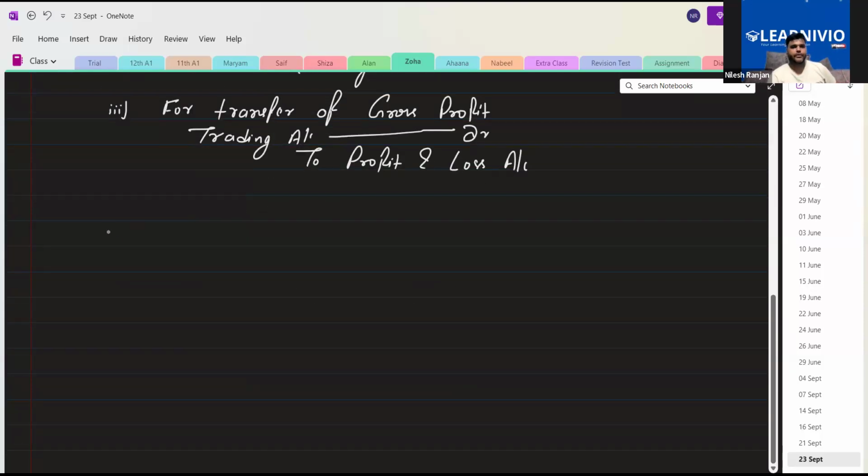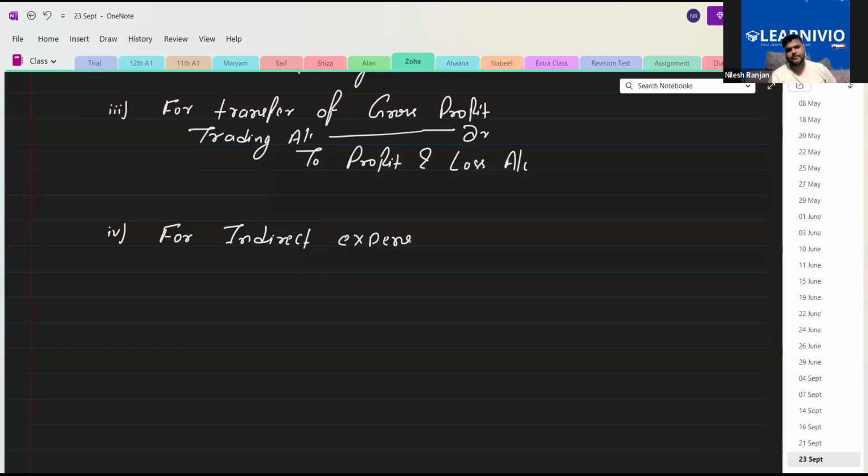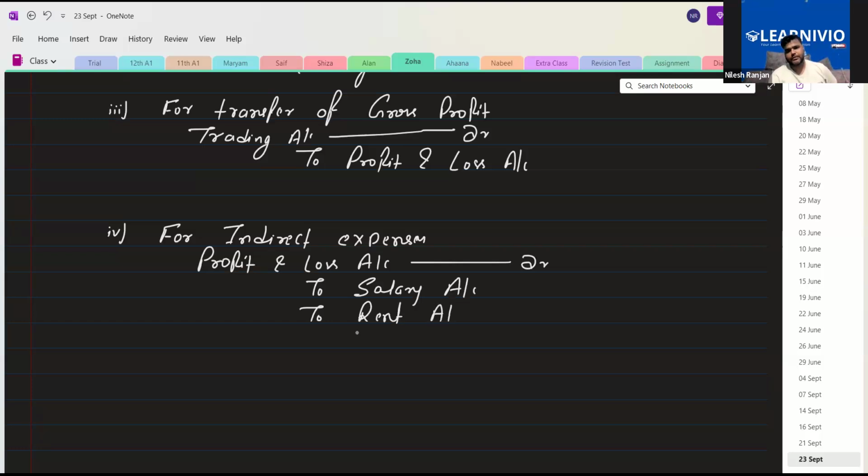Then we prepare the profit and loss account. For indirect expenses, it will be profit and loss account debit to salary, to rent, to telephone expenses, to postage. All these things will be written in profit and loss.